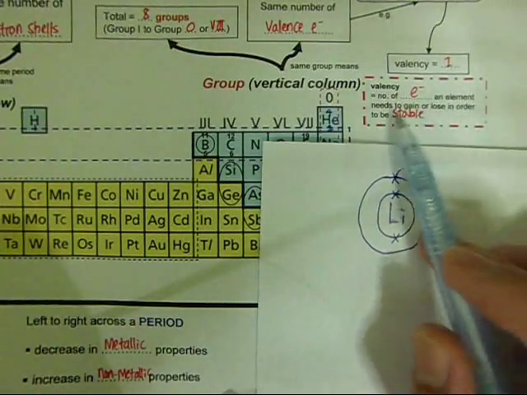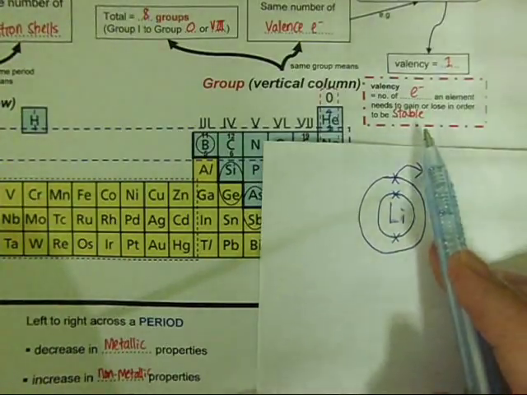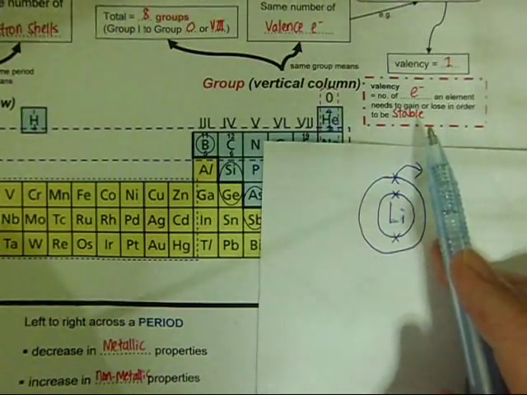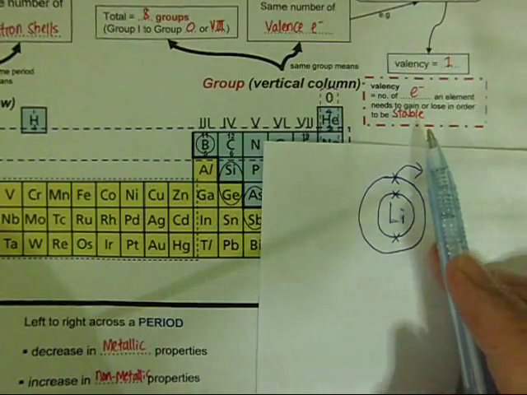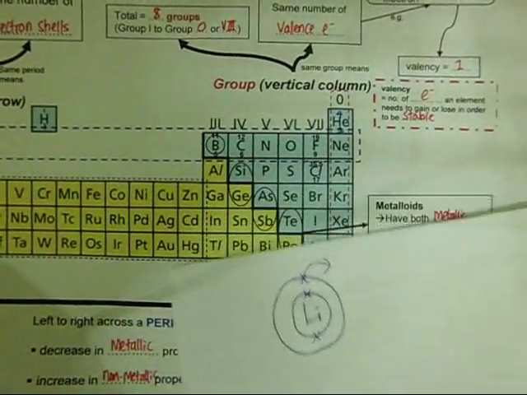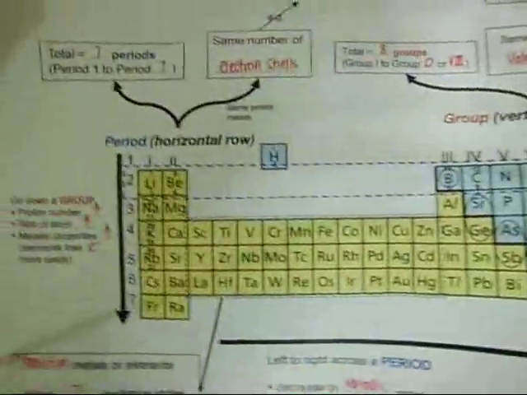Okay, number of electrons an element needs to gain or lose in order to be stable. So whenever the question asks you the valency of an element, you just think of how many valence electrons it needs to gain or lose in order for it to be stable. Okay, so this is about valency. You have to remember the meaning of this term called valency.